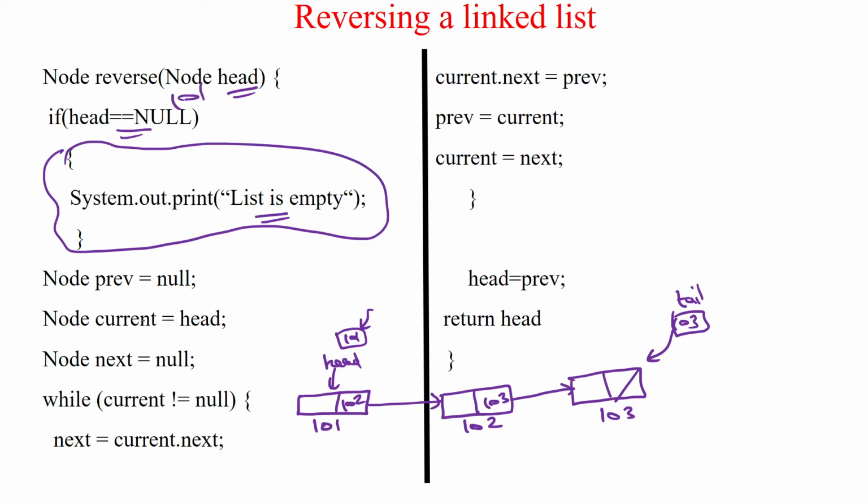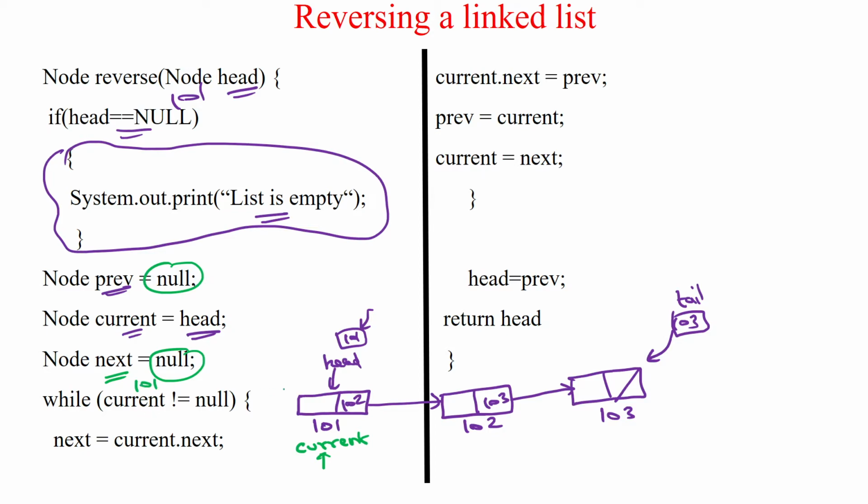Now I am creating one variable, previous, and the head is assigned to the temporary variable current. I am creating one more variable, next. Both previous and next are null. Now I am checking whether current is not equal to null. Look at this, current is not equal to null. What is the current value now? Current is 101.